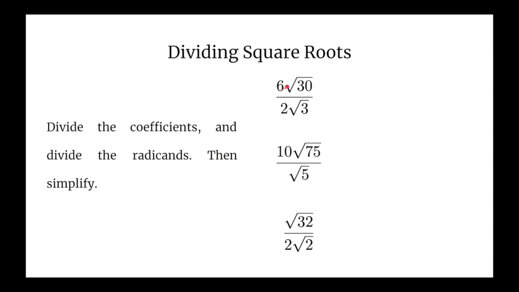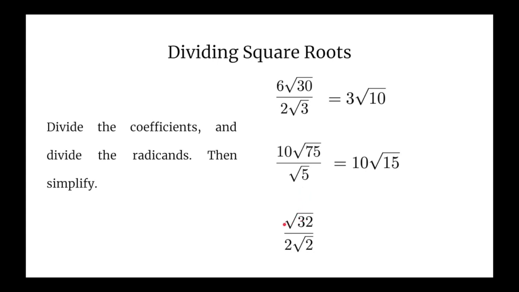6 root 30 divided by 2 root 3. We're going to divide 6 by 2 and then divide root 30 by root 3, applying the quotient rule. This gives us 3 root 10. Here, we're going to have 10 divided by 1 multiplied by root 75 divided by root 5. And that gives us 10 root 15.